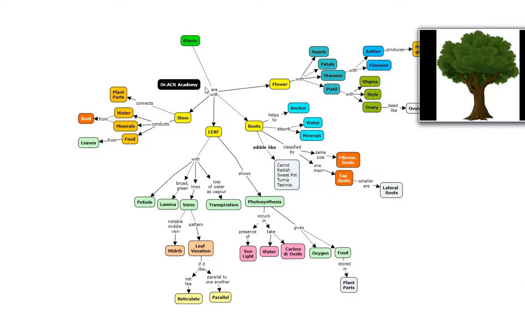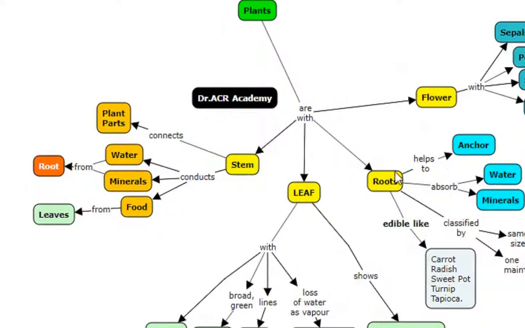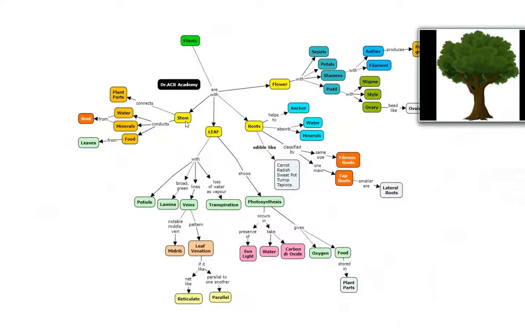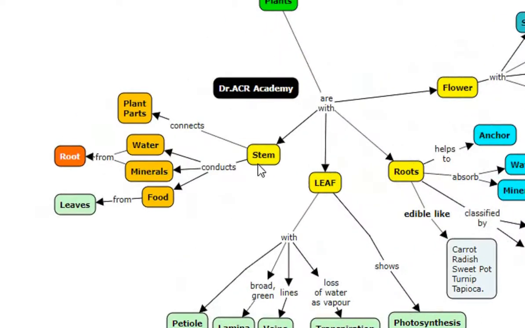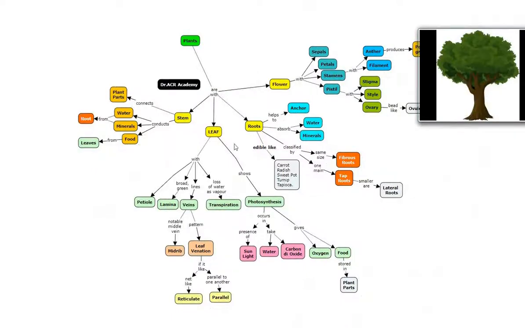Plants are normally with stems, leaves, roots and flowers. Stem connects all the parts of the plant and it supplies water and minerals from roots to all the other body parts, and it supplies food from leaves to all the body parts.